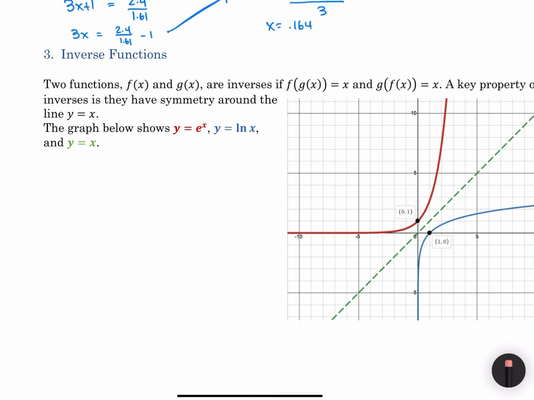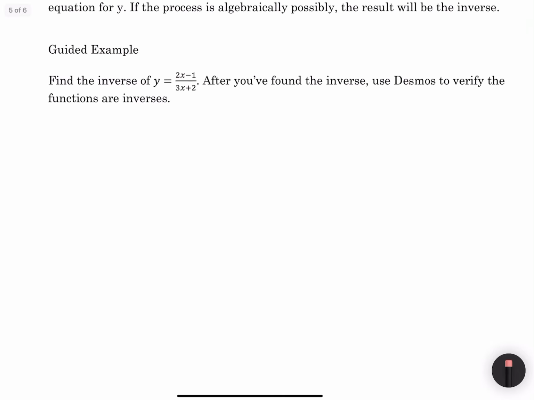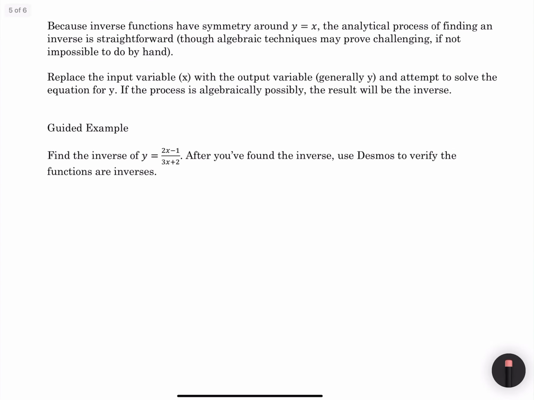The trick for finding the inverse of a function is to swap the x and y, solve for y, and if the algorithm is algebraically possible, the end result is going to be the inverse.